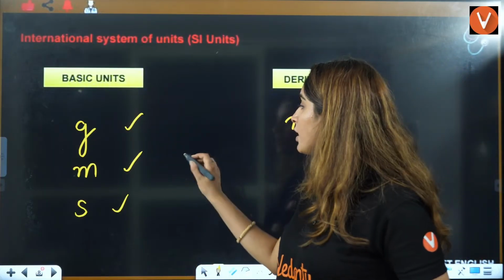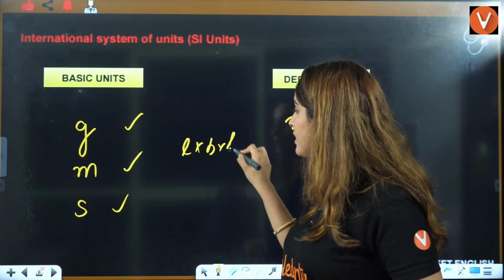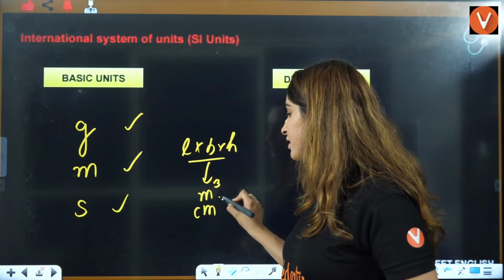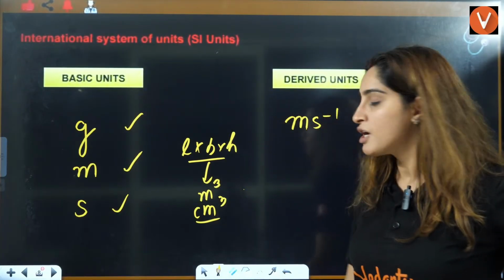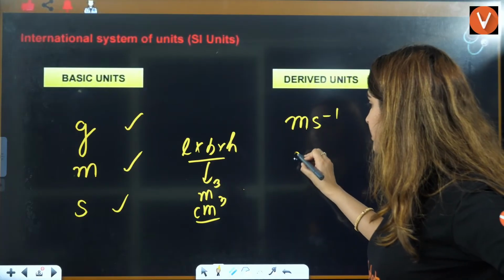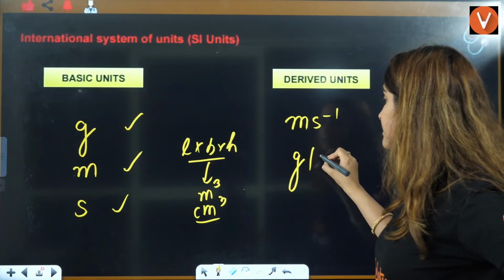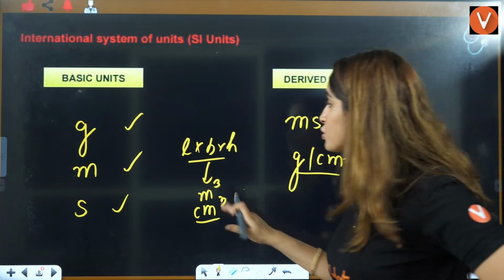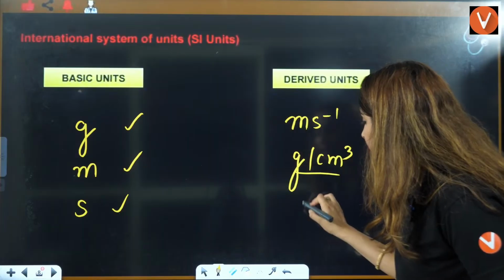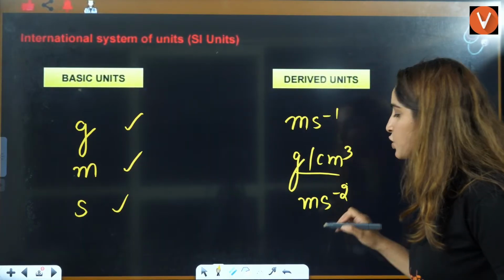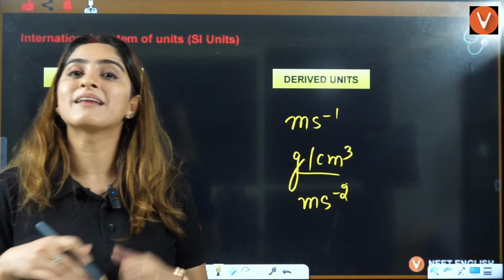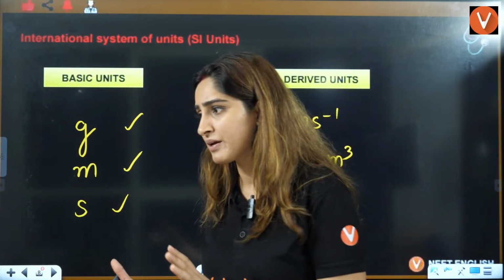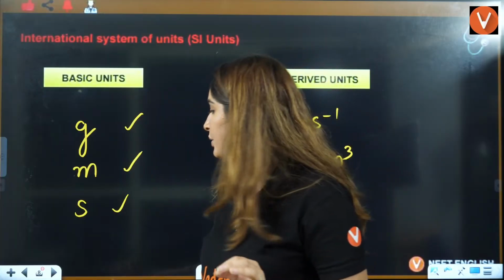Why? Because volume is length into breadth into height. In reality, volume is meter cube, or you can say centimeter cube. That is a derived unit. So if density is in gram and volume is in, let's say, centimeter cube, again it is a derived unit. So volume is also a derived unit. Acceleration is meter per second square, also a derived unit. So derived units are those that are formed from the basic units by varying them. These are called the derived units.